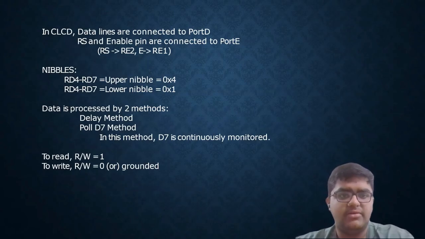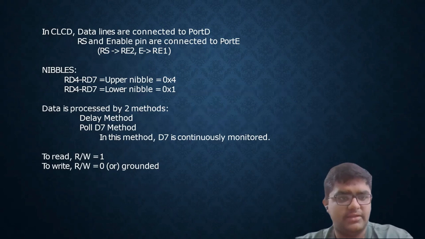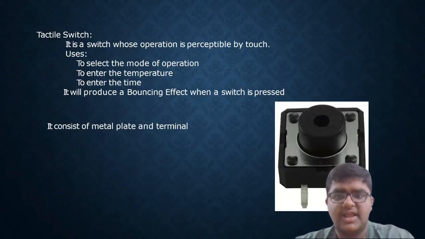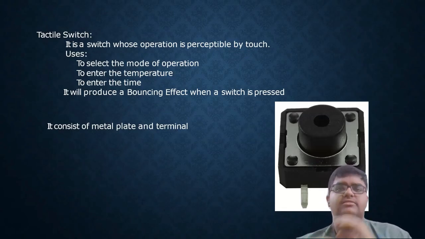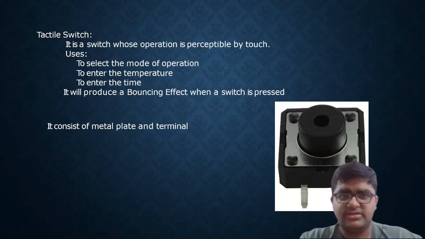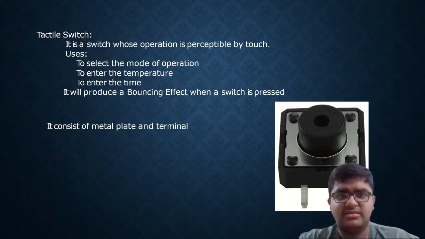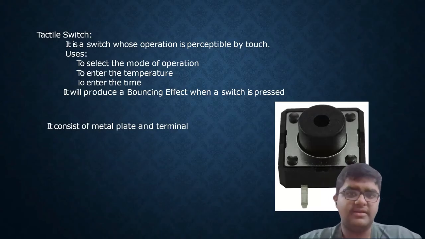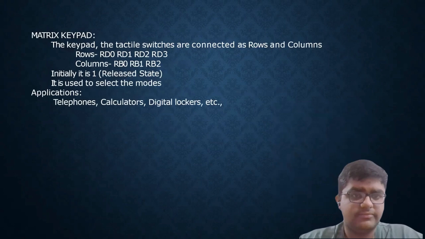RS and the enable pin are connected to port E. Nibbles, here are some specific data you can see. Now here's the tactile switch we will use for the keyboard, and it is the specific component needed for making the whole matrix keypad work. When it is pressed, it shorts the circuit and thus sends a high or a low, according to the active high or active low which we are using.